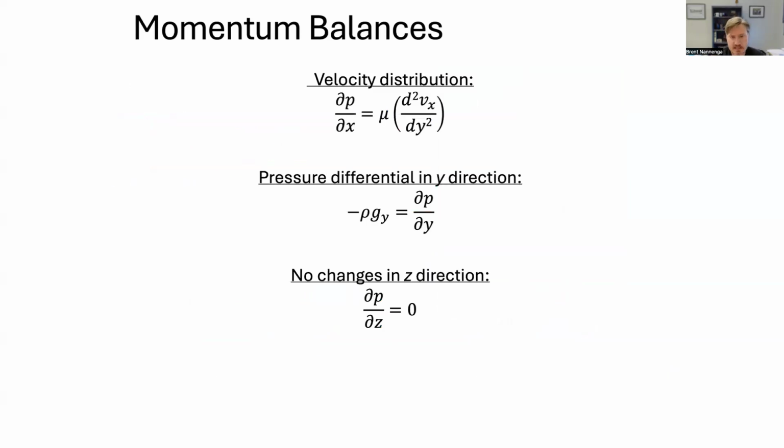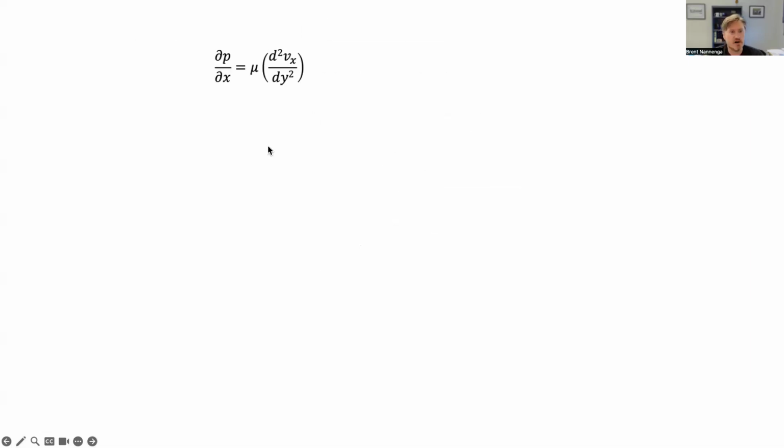Okay, so let's look at our velocity distribution. This is what we're trying to solve. We're trying to get our velocity profile here, which is the top part. Then if we want to look at pressure, we've got here our y direction, and then nothing's happening in the z direction. So again, let's take a look here. Okay, so here's our equation in the x direction. How do we solve this? And this is hopefully some review on calculus.